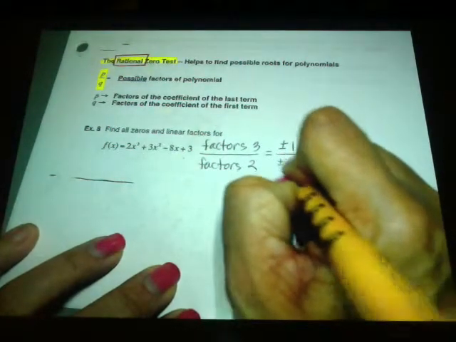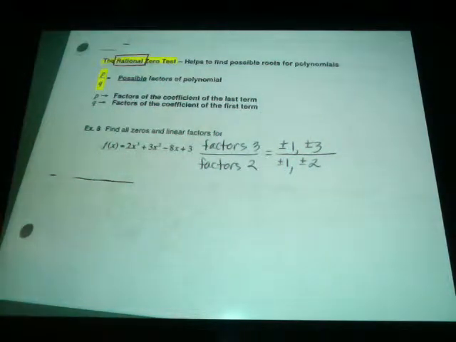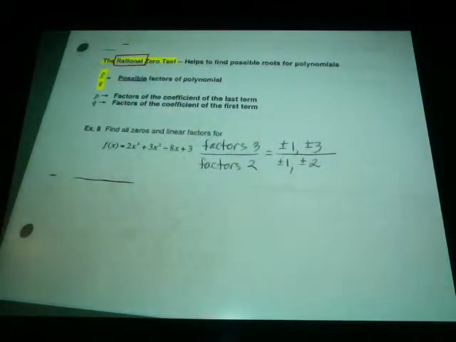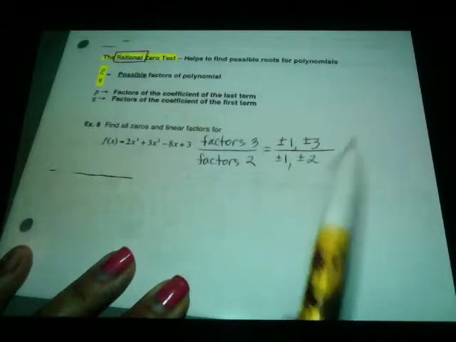All right, factors of 2, same thing. Plus or minus 1 and plus or minus 2. Right? We can't just leave it that way. We actually have to figure out what all of them are. So I'm going to take every one of these factors and put them over every one of these factors. So let's start with 1.